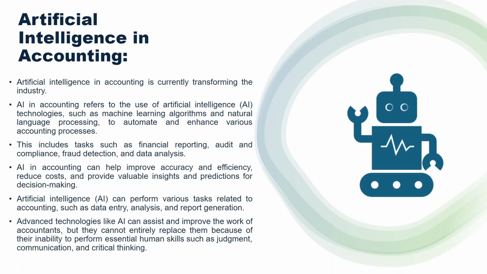With the help of artificial intelligence, the accuracy and efficiency of accounting records is enhanced. It reduces the cost also. It provides valuable insights regarding the financial statements, and it provides proper predictions for accurate decision making. These are the advantages. Artificial intelligence can perform various tasks related to accounting such as data entry, analysis, and report generation. So the various accounting tasks are performed in an automated way by AI, that is, data entry, analysis, and report generation.